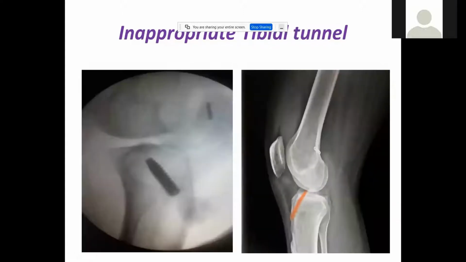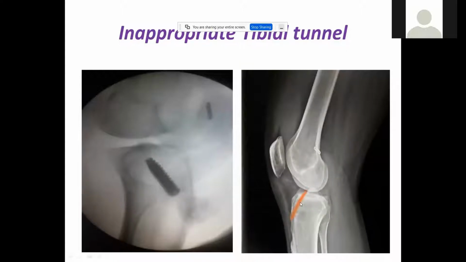Now coming to the tibial tunnel, you can see the tibial tunnel is so posterior here. The tibial tunnel lies at the junction of the anterior 1/3 and posterior 2/3. The tibial tunnel position should be here. This is the good position, but you can say this one is so posterior. Sometimes it is so anterior.